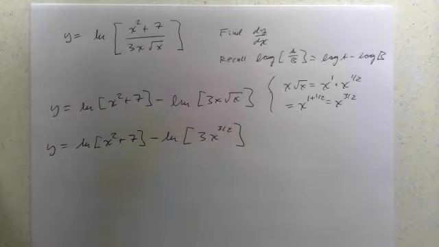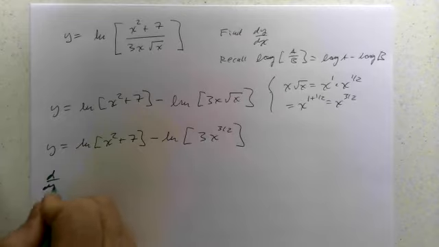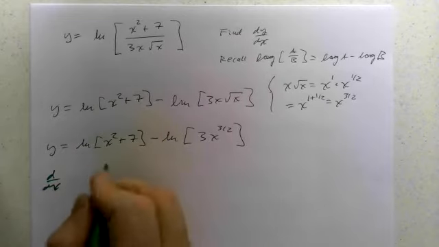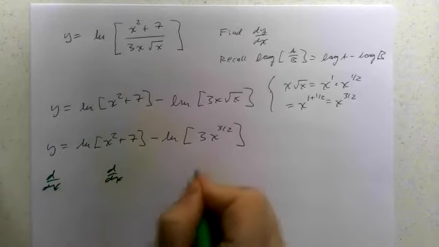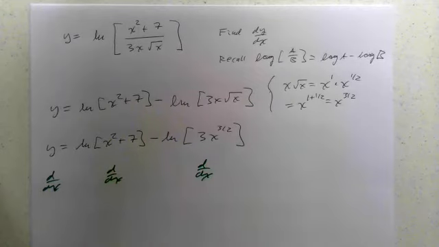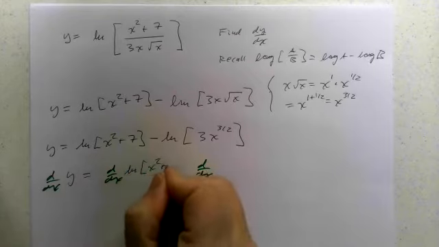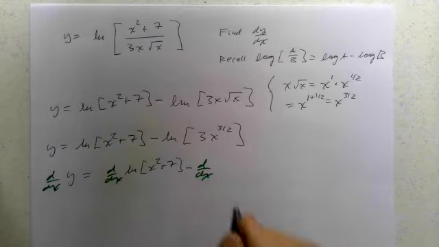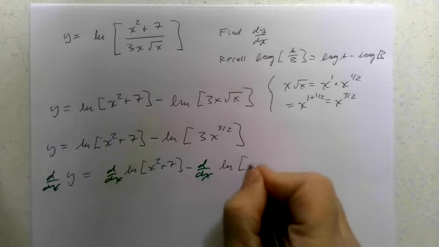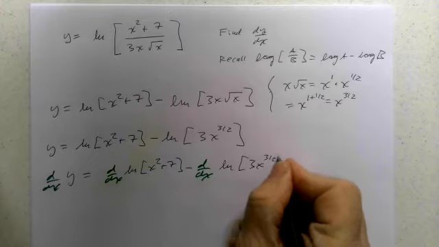And we want to take the derivative of both sides. So fine, we'll take the derivative with respect to x of the left side. And then the derivative of the sum is the sum of the derivatives. So the derivative of the first piece minus the derivative of the second piece. You get the derivative with respect to x of y is the derivative with respect to x of the log of x squared plus 7 minus the derivative with respect to x of the log of 3x to the 3/2.